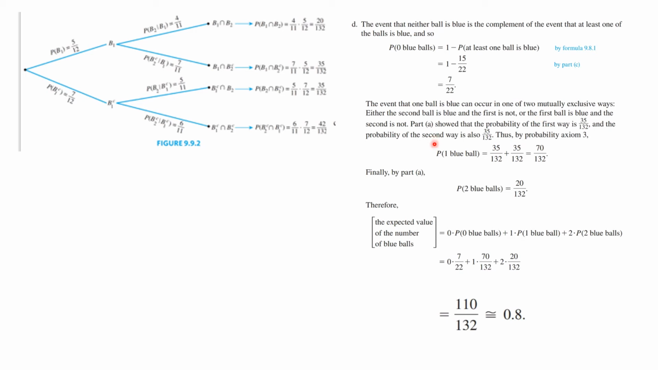And so in part A, we knew the probability of one blue ball was this. So by part A, we know that the probability of two blue balls is this. Therefore, the expected value of the number of blue balls is 0 times the probability of 0 blue balls, plus 1 times the probability of one blue ball, plus 2 times this. And so when you calculate this expected value using the definition again from a previous lecture, you get 110 out of 132, or approximately 0.8.